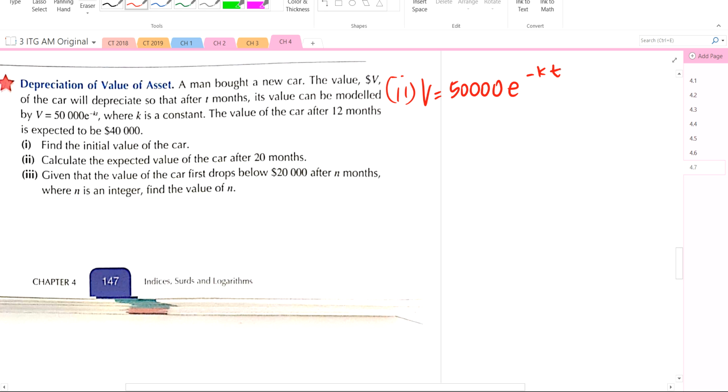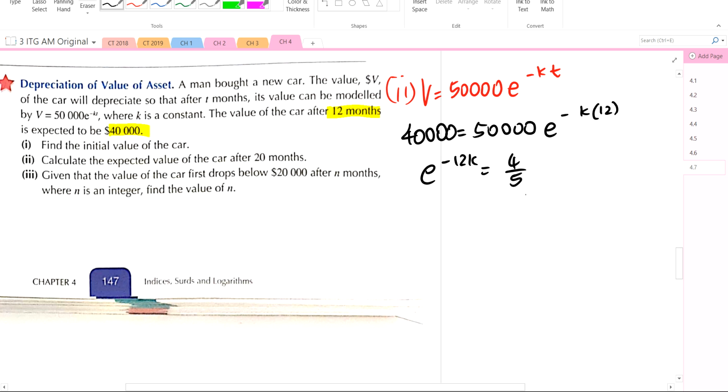I substitute in the value. They will always give you this information. After 12 months, 40,000. Substitute in. That is how we start finding the value of k. So 40,000 equals to 50,000 e to the power of negative k times 12. So e to the power of negative 12k equals to 4 over 5. Negative 12k equals to ln 4 over 5. k equals to ln 4 over 5 divided by negative 12, which is given to be... What do you have?